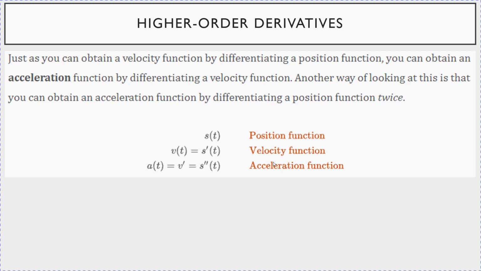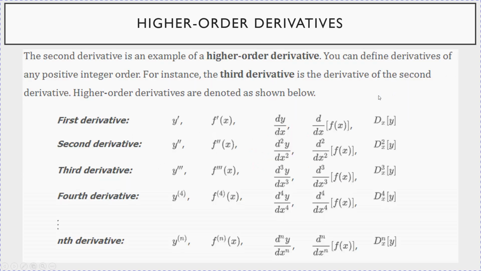So as I just said, another way of looking at this is you can obtain an acceleration function by differentiating a position function twice. So these are higher order derivatives, when you take derivatives of a derivative. And I'll work an application of this in a little bit. But here's the notation. So the second derivative is an example of a higher order derivative. You can define derivatives of any positive integer order. For instance, the third derivative is the derivative of the second derivative.